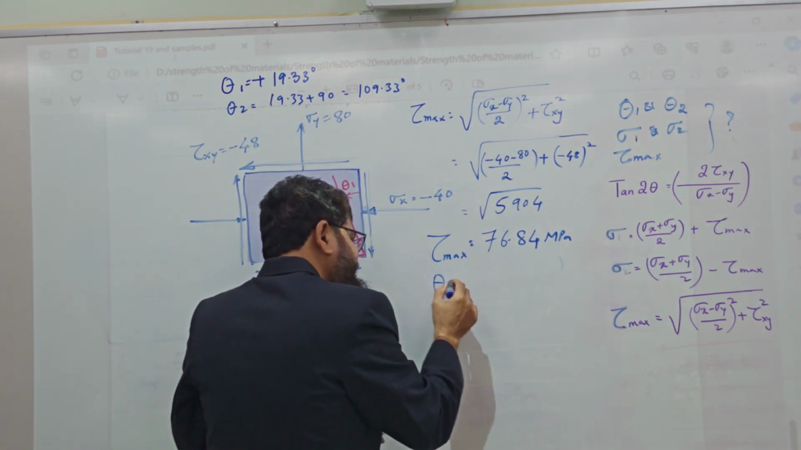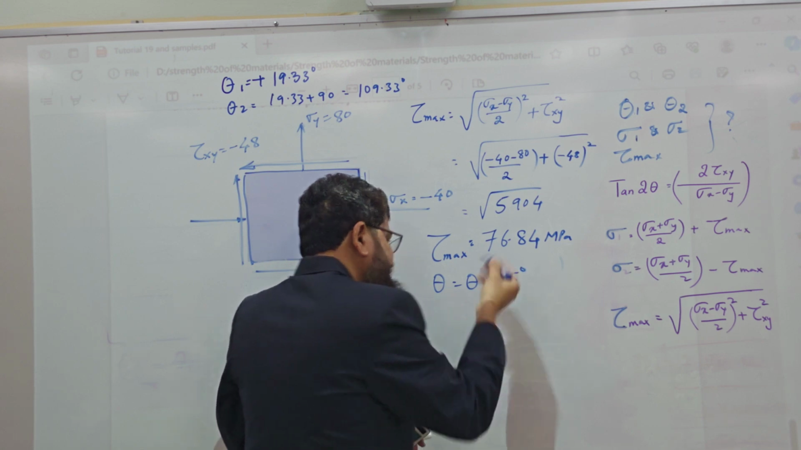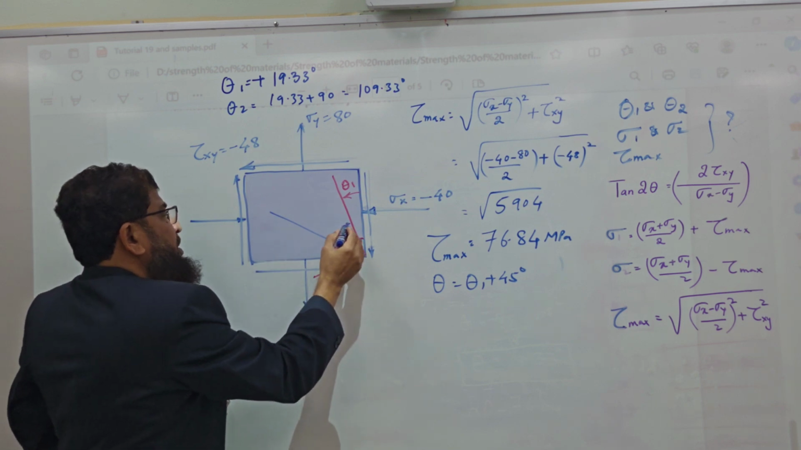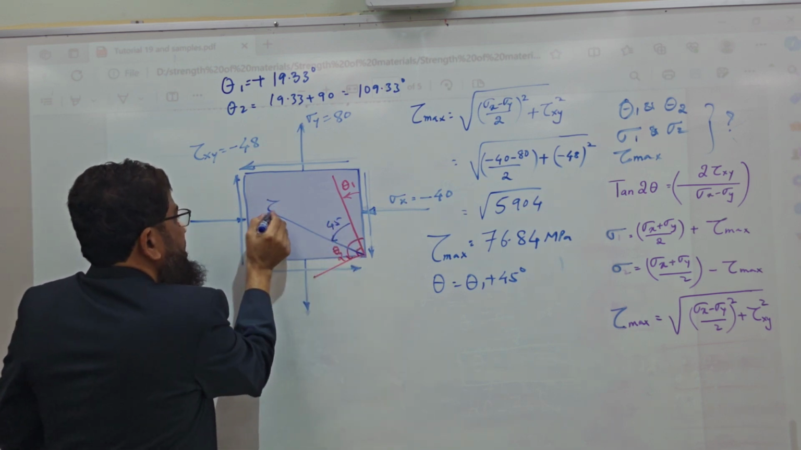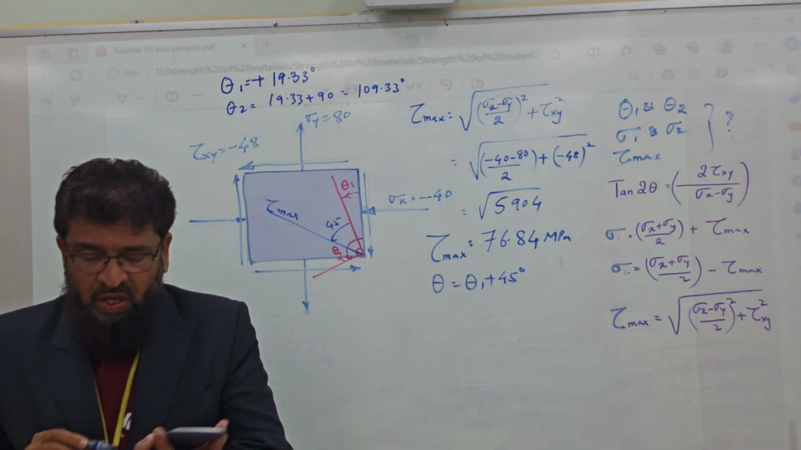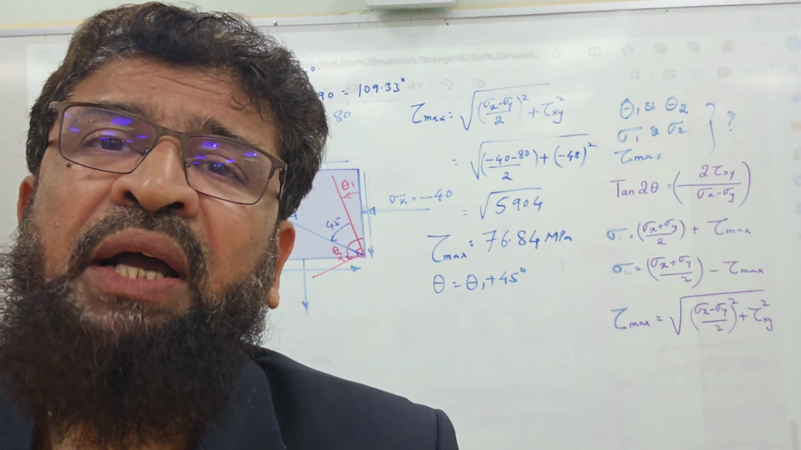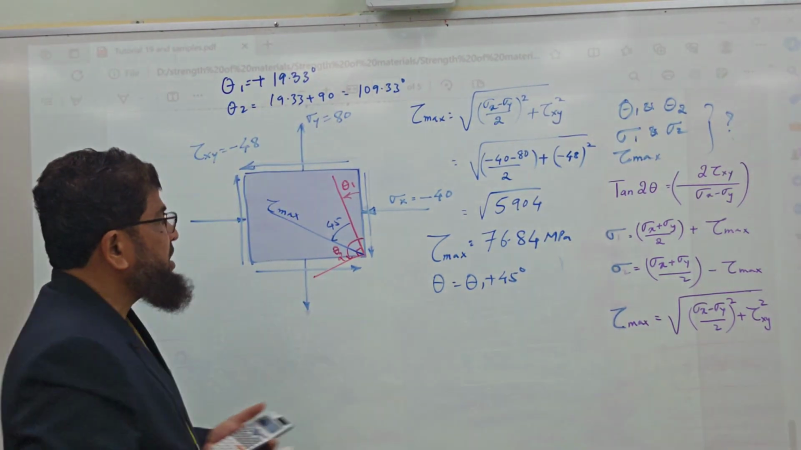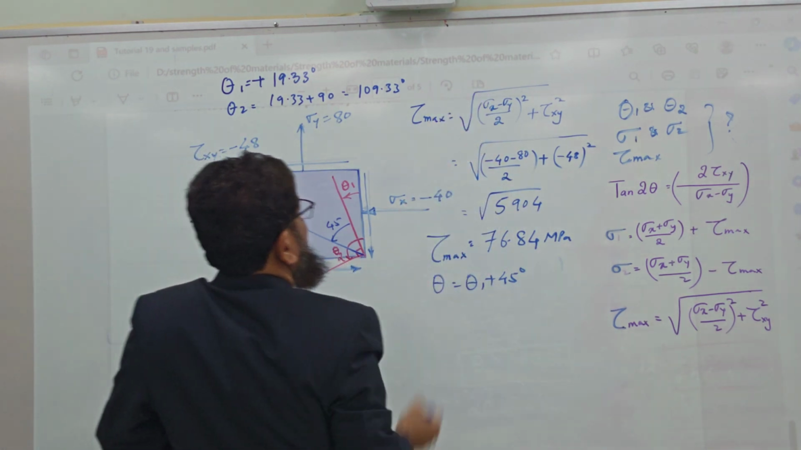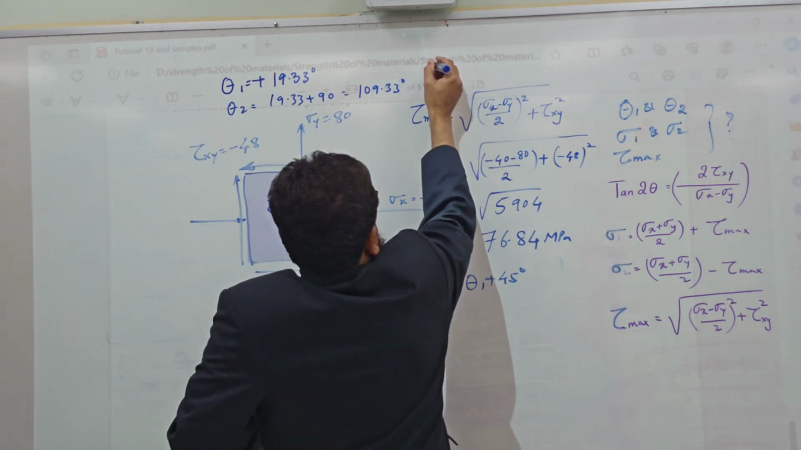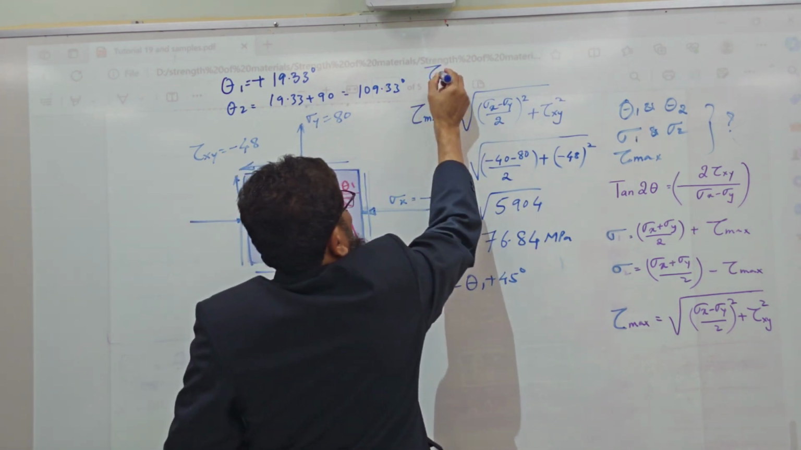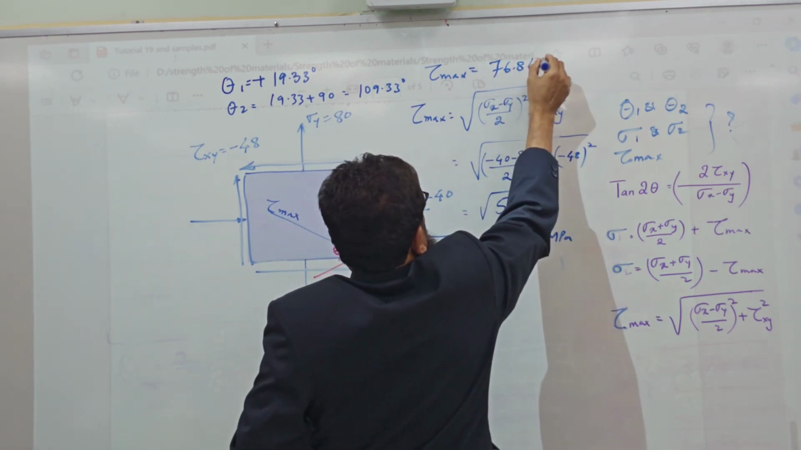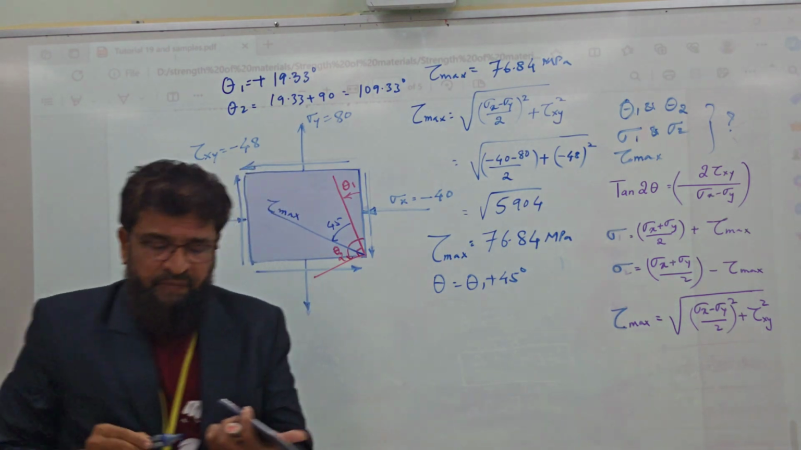What would be the theta? Theta is equal to theta 1 plus 45 degrees. You have theta 1 here, add 45 and write a line here. This is for 45, this is tau max. My next job is to find out sigma 1 and sigma 2. Let me write tau max also here. Can you see it? I hope you see it. Tau max is equal to 76.84 megapascal.